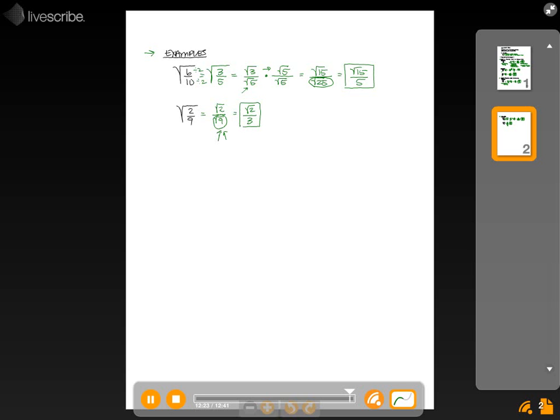Okay? Well, those are your examples in your notes on rationalizing the denominator. Make sure you understand the differences between the two types of problems. The first one, where you have a radical in the denominator, how to get rid of it. And the second one, where you have a fraction under the radical, how to get rid of that. Okay? Make sure you understand all that. Bring your questions to class tomorrow.